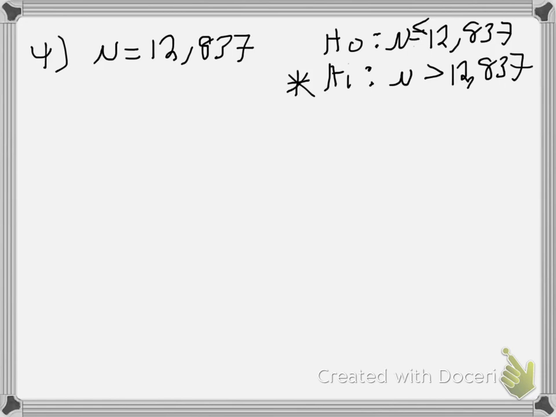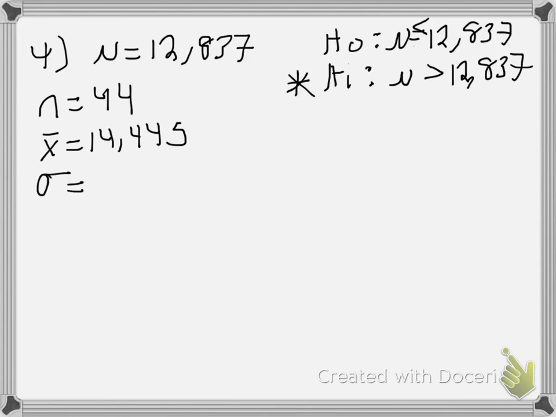So, we've got a lot of information already, and we haven't gotten in depth too much. He surveys 44 randomly selected students, so n equals 44. And finds their average salary is $14,445, so that means that my x bar is $14,445. The population standard deviation sigma is equal to 1,500, and we're given alpha equals 0.05.